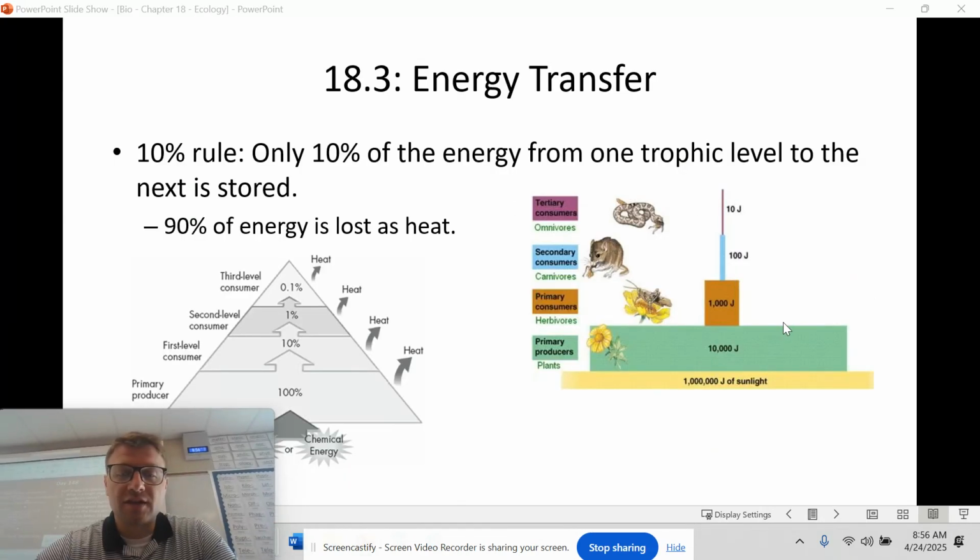Something that we're also going to go over is the 10% rule. This is where only 10% of the energy from each level makes it to the next. So if there's 1,000,000 joules of sunlight, and that's how we measure energy, only 10,000 of those joules, or 10%, makes it to the primary producers. Then we see here the 1,000 joules for the primary consumers, because again, only 10% makes it to the next level, and then 100, and then 10. This is just showing that 10% rule, where every different trophic level only gets 10% of the previous amount of energy.